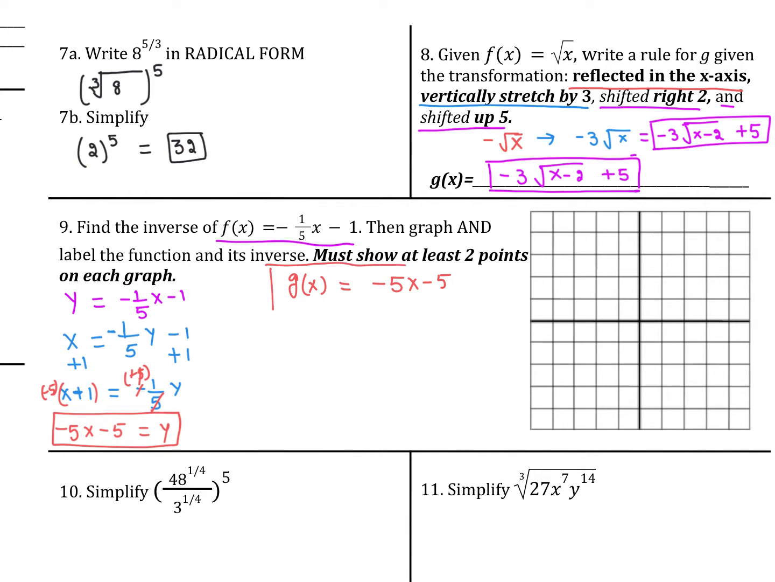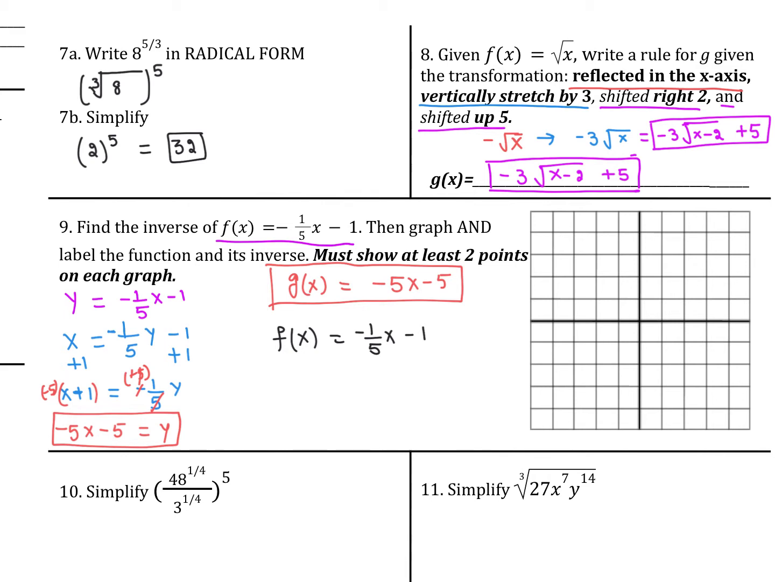Now you have two functions. One is g(x), that is the inverse, and the other one is f(x), that is the original function. We found the inverse and we have the original function. The next step is asking us to graph and label the function and its inverse. So we're going to graph the original function and its inverse.